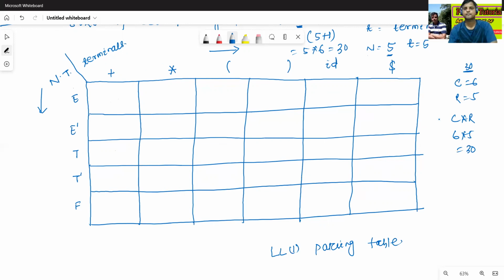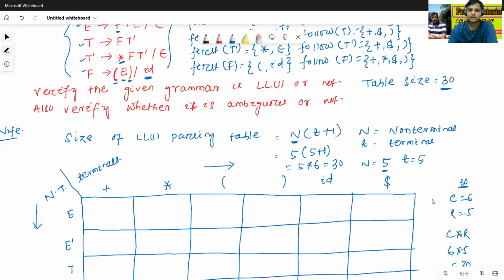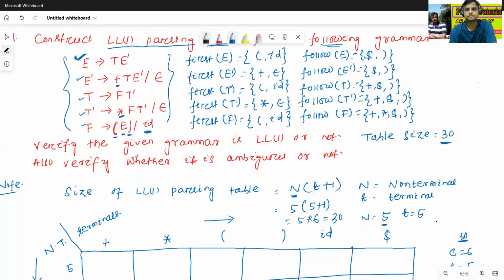How to fill this table? We'll fill this table based on the first and follow sets. First we will fill based on the first set. See the production: E → T E prime. One production is there, E → T E prime. The first production we will select.